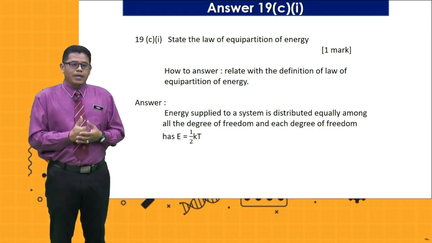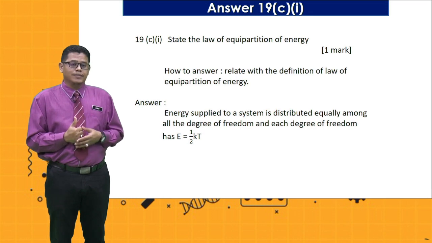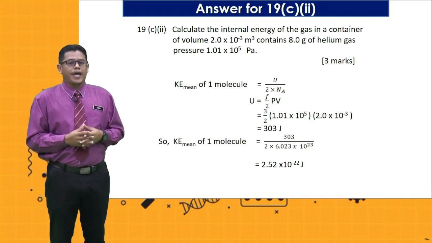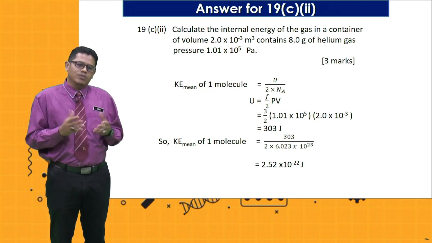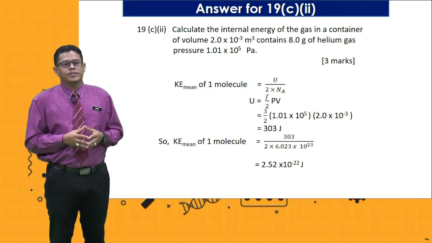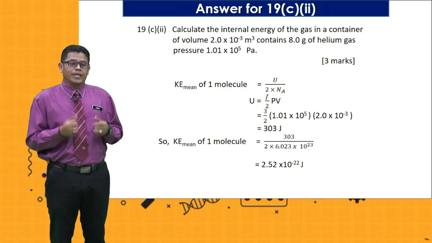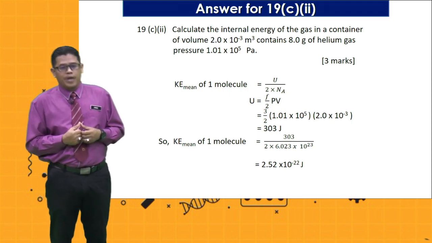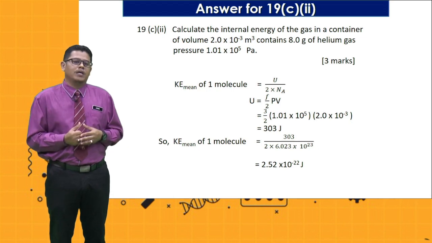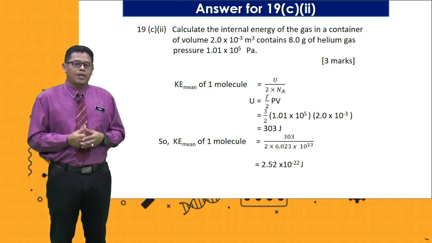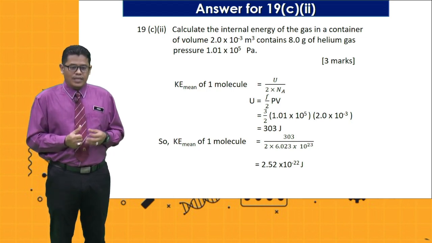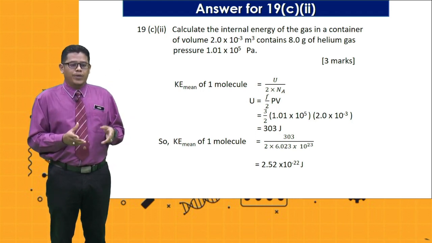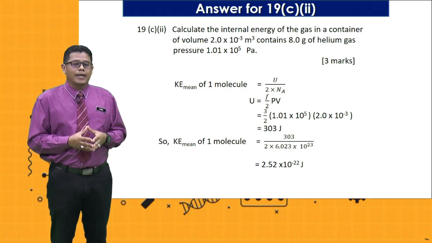Okay, and then the last question, C2: calculate the internal energy of the gas in a container of volume 2.0 times 10 to the power of negative 3 meter cube containing 8.0 gram of helium gas at a pressure of 1.01 times 10 to the power of 5 Pascal. 3 marks. Now, we relate the equation with the correct equation.